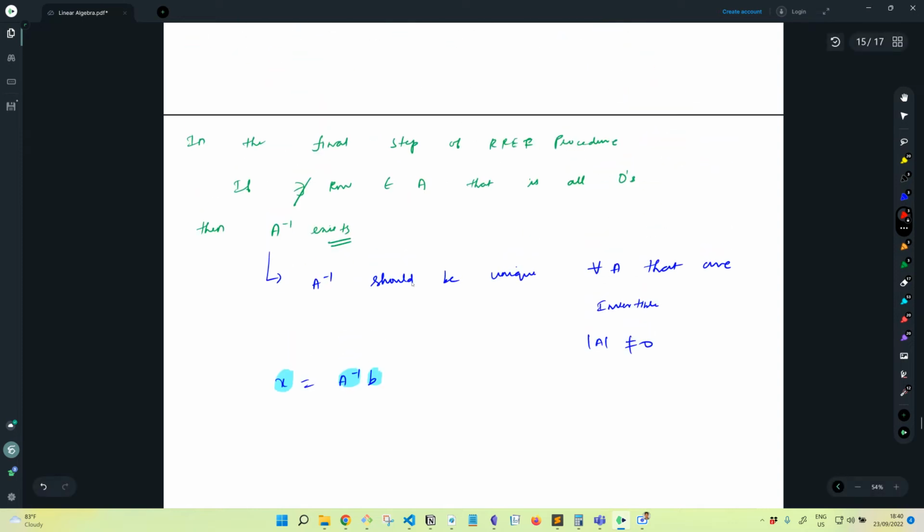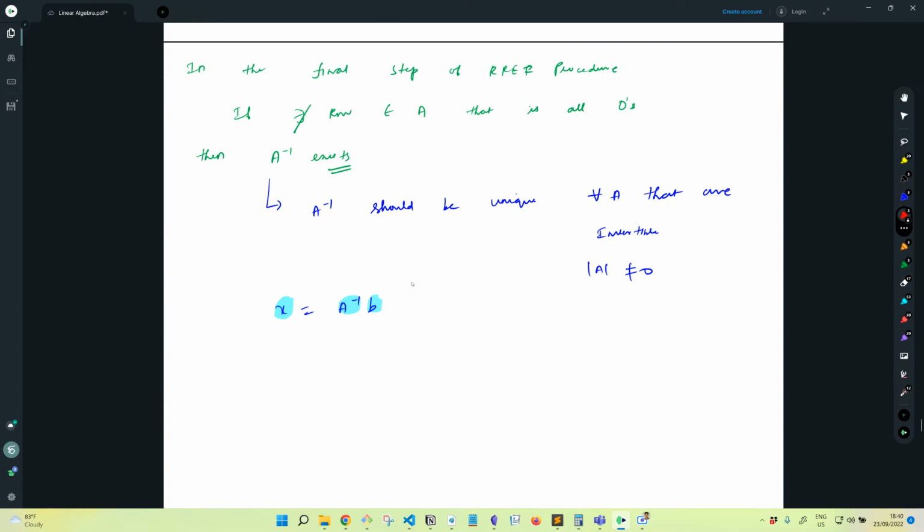Is X also unique? Yes, sir. Exactly. Very unique solution. Right. So then I can further refine this statement. In the final step of the RREF procedure, if there exists no row in the A part, forget about the B part, if there exists no row in the A part that is all zeros, then A inverse exists and solution X is unique.